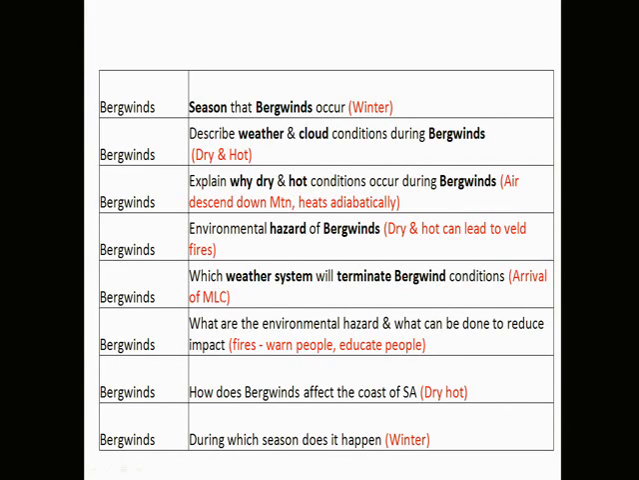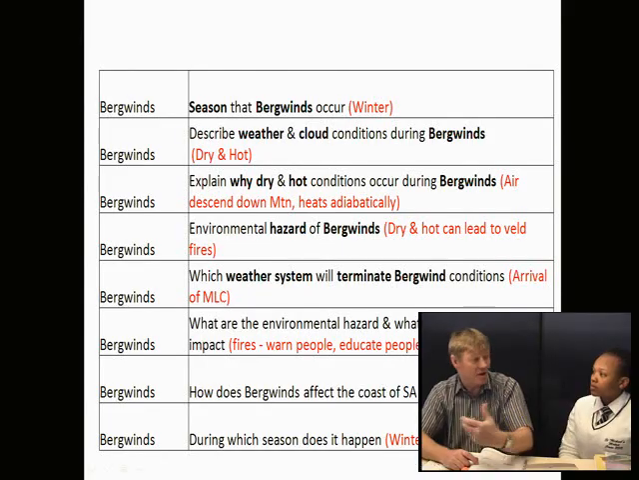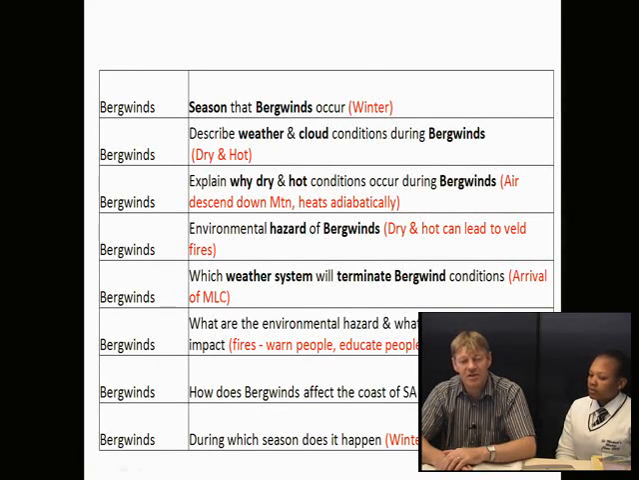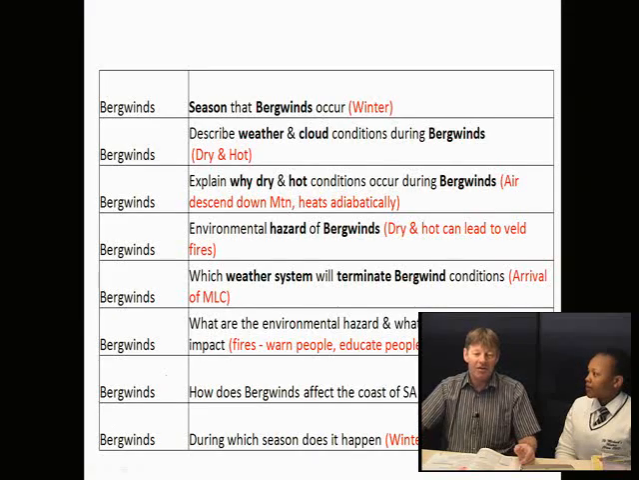Brilliant. And then how do berg winds affect the coast of South Africa? It means that the coast of South Africa becomes dry and hot. Often you find this along the KwaZulu-Natal coast and along the east coast. You do find this along the west coast as well. But a place that is renowned for this is the Queenstown area, where they find these hot berg wind conditions. I remember as a youngster when we played sport there, it became almost unbearable during winter because of the hot conditions of the berg winds. And then during which season does it happen? It happens during the winter season.